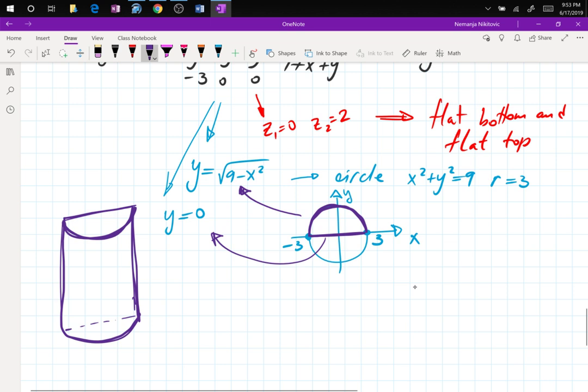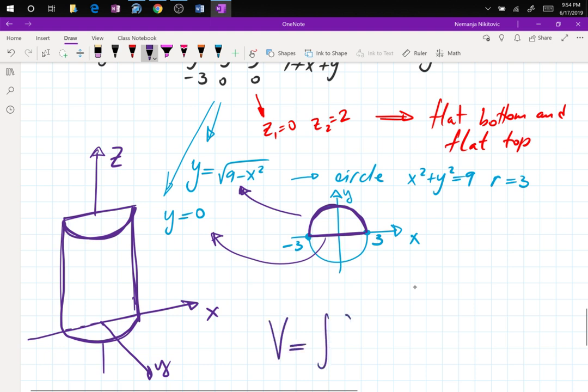It's a half a can. And I have my axes. And please note the way these axes are here. I have the flat part on the x-axis and then the y-axis poking out. So now, as I'm setting up the volume integral, it's going to be a triple integral, again, dz r dr d theta.